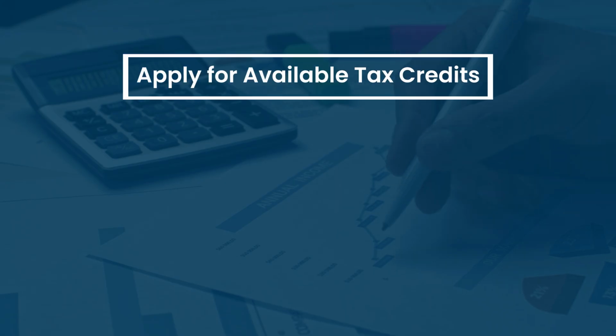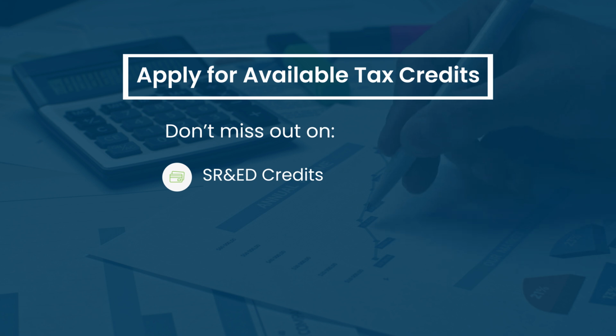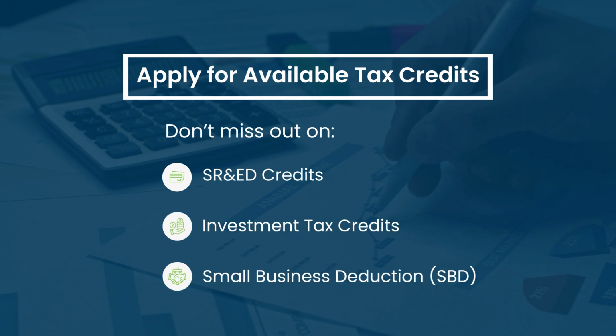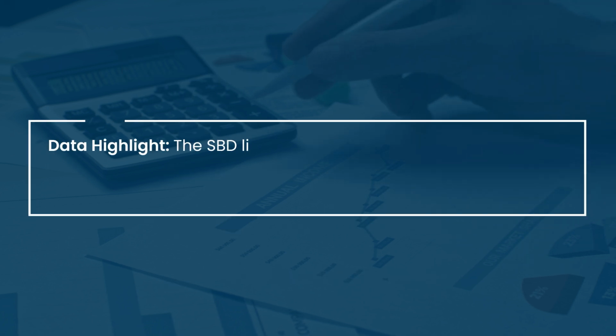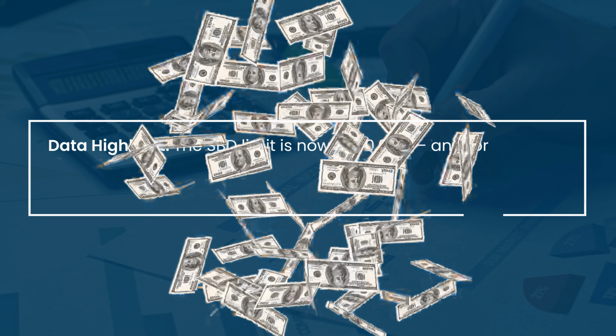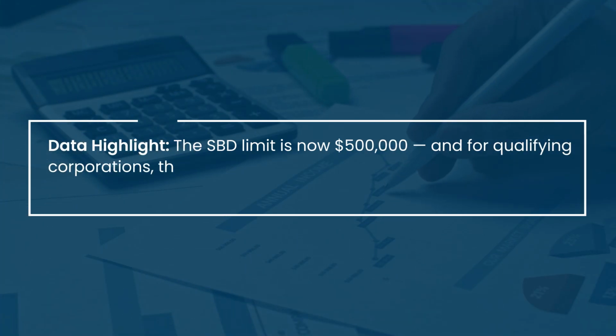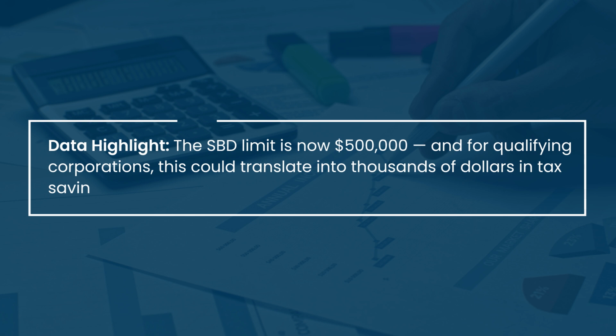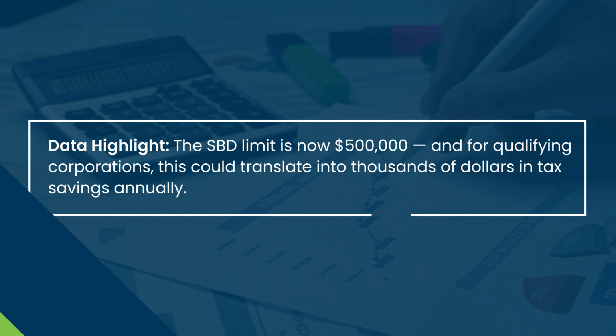Apply for available tax credits. Don't miss out on SR&ED credits, investment tax credits, and the small business deduction, SBD. Data highlight: the SBD limit is now $500,000. And for qualifying corporations, this could translate into thousands of dollars in tax savings annually.